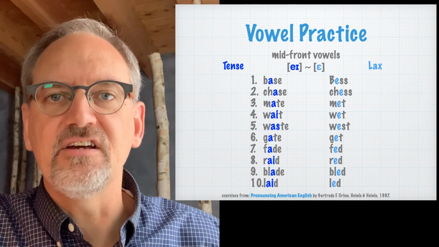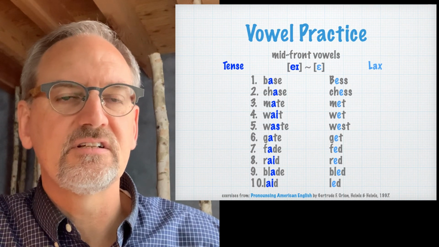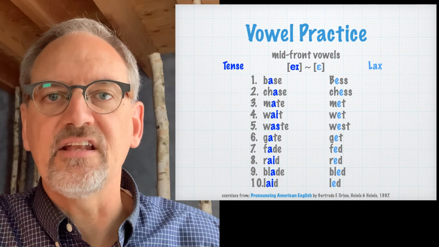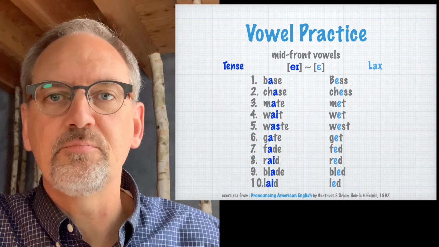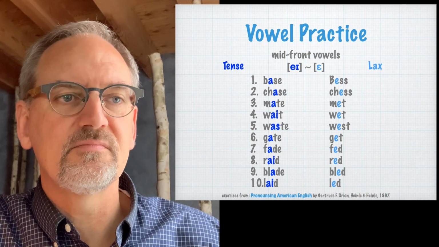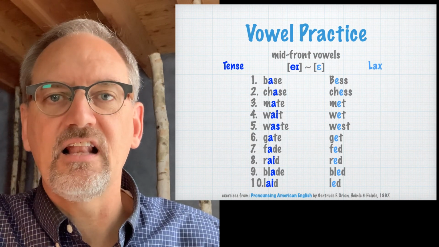Fade, fed. Raid, red. Blade, bled. Laid, led.